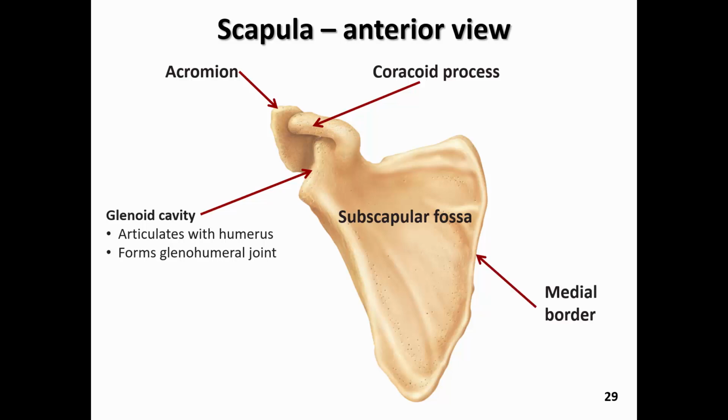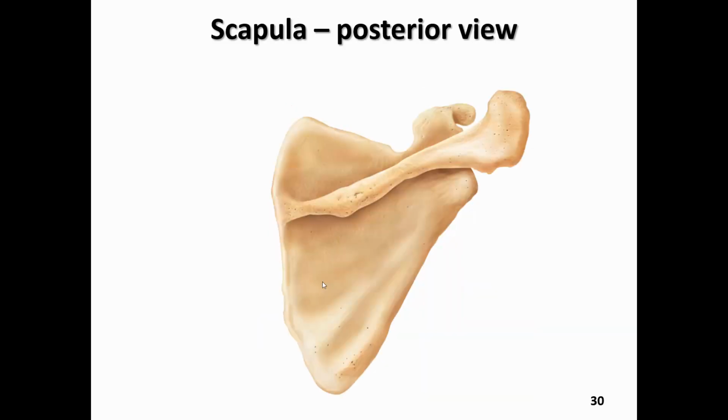Two more landmarks of the scapula are the medial border and the lateral border. So the medial border is so named because it's the long edge of the scapula on the medial side of the body closer to the spine, and the lateral border is so named because it is located further away from the midline of the body or the spine.